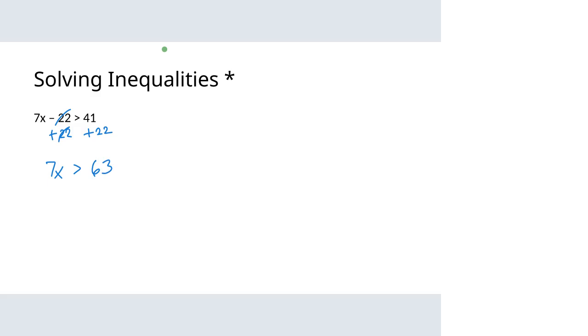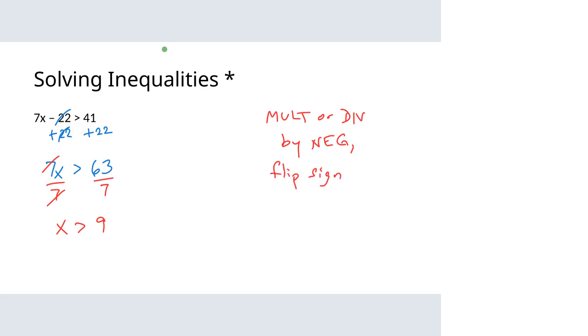All the answers given in the poll had a 9. That's good news. The next thing we're going to do is divide by 7 on both sides. Divide by 7, those cancel, leaving x. Divide by 7 over there, that is 9. So what I've come up with is x is greater than 9. The only thing that's different in inequalities is if I multiply or divide by a negative, that is when we flip the sign.